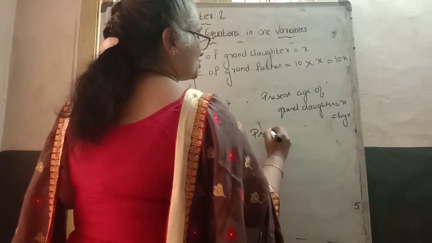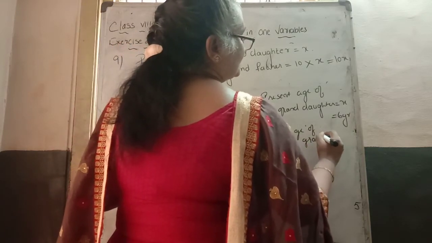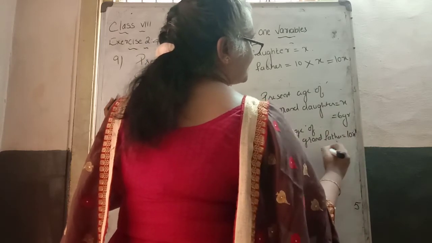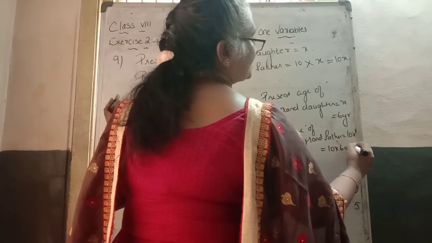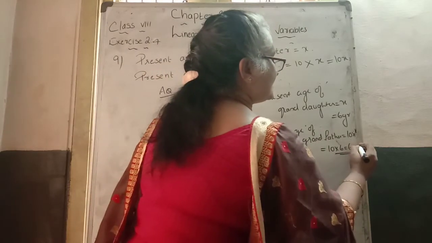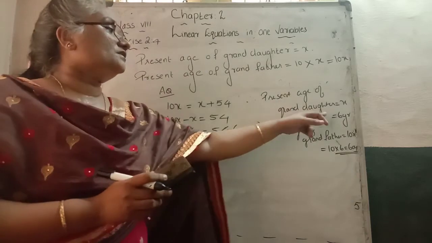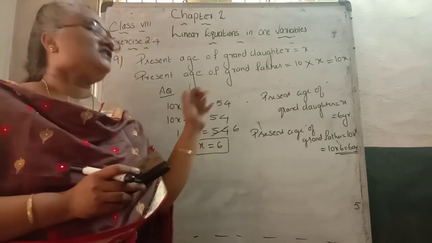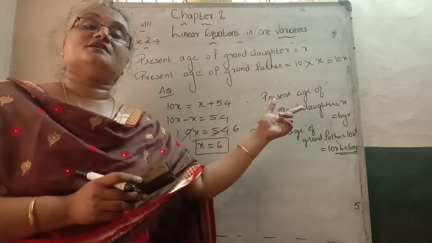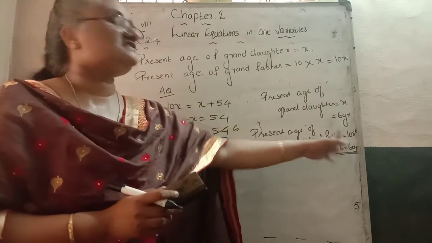Then the present age of the grandfather. How much can we write? We consider it as 10x. That means 10 into x, that is 6. So how many years does the grandfather have? 60 years. He has 60 years. So we can say that it is correct. If the granddaughter has 6 years, then the grandfather is how many years more than her? 54 years. So 54 plus 6 comes to be 60.